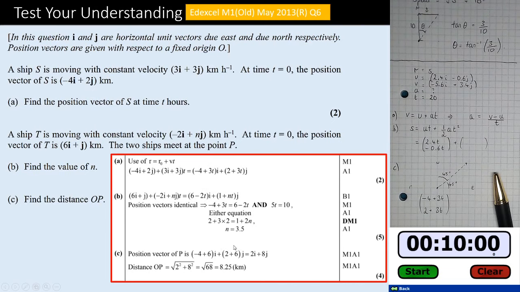And substitute in a value of t to get our i's and j's, and then using Pythagoras on those i's and j's gives us our distance from the origin point to the point that we're talking about, the point where the two things are equal. And there we go. That's the first part of Further Kinematics. That is thinking about suvat in vector form.